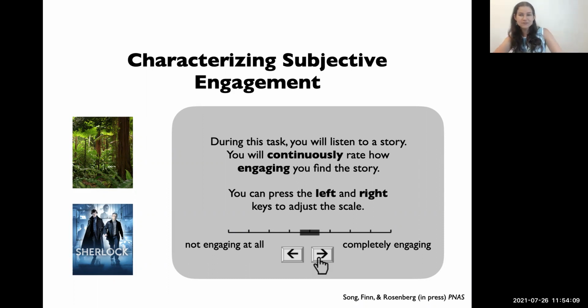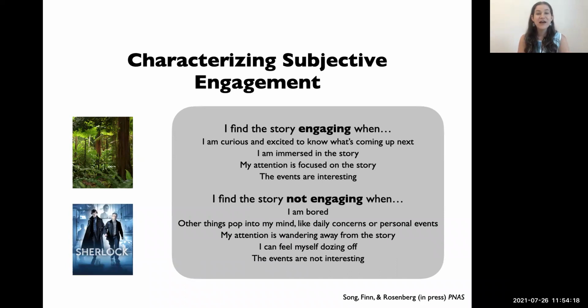As they were listening or watching, participants could continuously adjust a scale bar to indicate how engaged they were in the narratives. We gave them a little bit of context about what it meant to be engaged in those narratives. In particular, we told them that they find the story engaging when they're curious and excited to know what's coming up next, when they're immersed in the story and their attention is focused on the story, but they don't find the story engaging when they're bored or other things pop into their mind or their attention wanders away from the story.